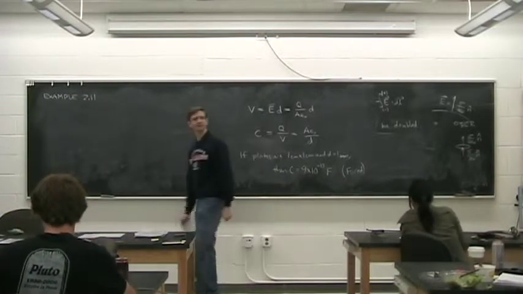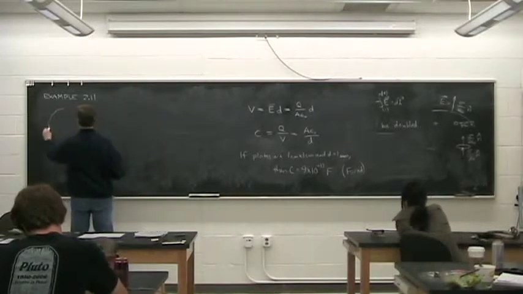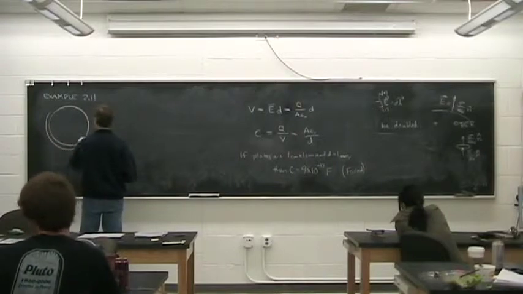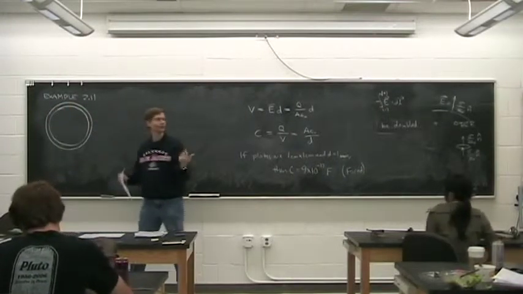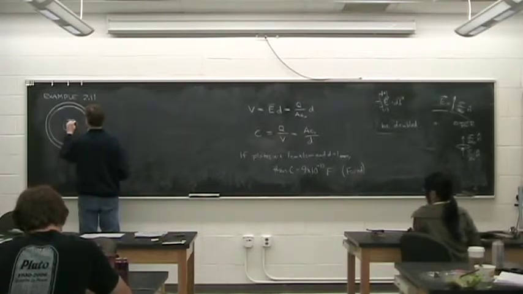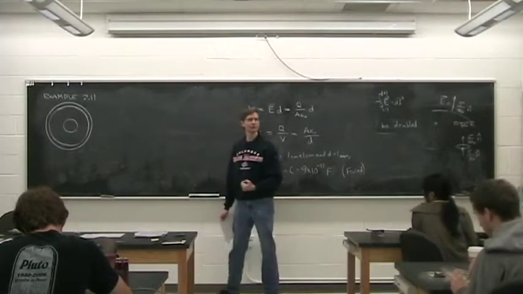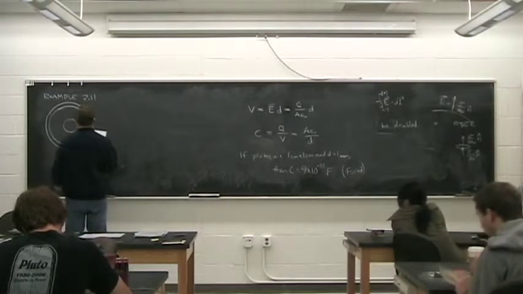Example 2.11. Let's do a slightly more complicated geometry. Namely, a spherical shell surrounding a spherical conductor. And we ask, what is its capacitance? We also ask how we can manage this. Of course, there has to be some insulating strut between them in order to make this work.